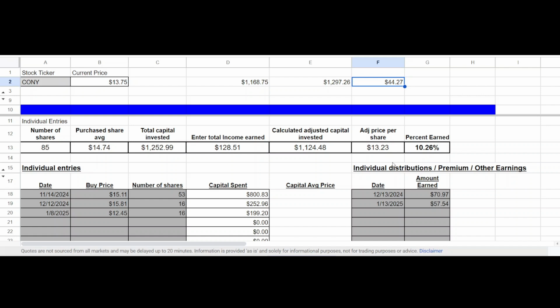To find out how many shares you have and your calculated average, all of that should be from your broker. All you've got to do is a little quick calculation: make sure that you utilize the distributions you've earned, and take that out of your total capital invested to find out what your new average price is, because that makes a difference.